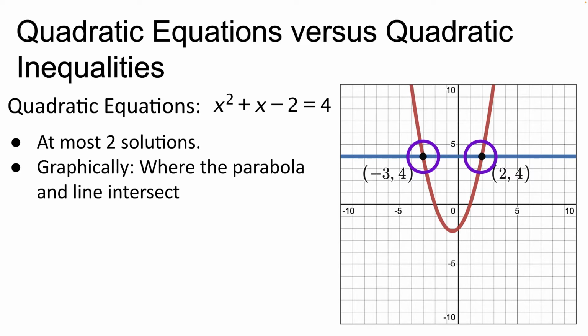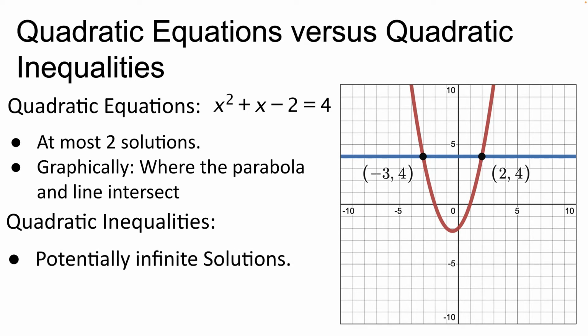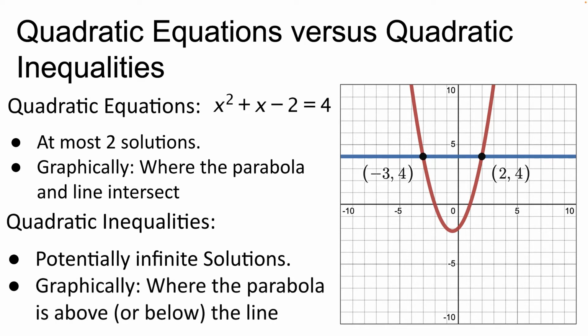Some quadratic equations have two solutions, some have one, and some have no solution. But quadratic equations have at most two solutions. Now, quadratic inequalities, on the other hand, potentially can have infinitely many solutions. Graphically, this is where the parabola is either above or below a horizontal line.